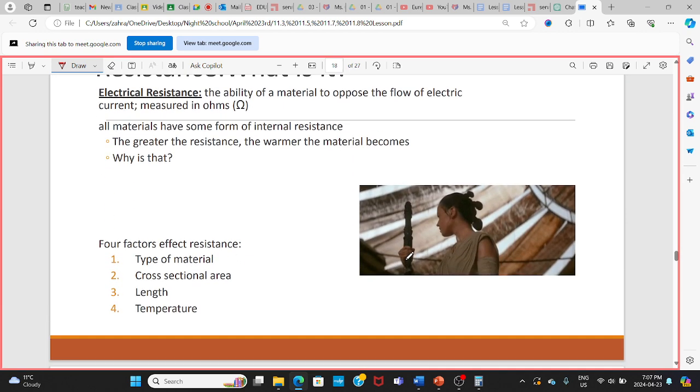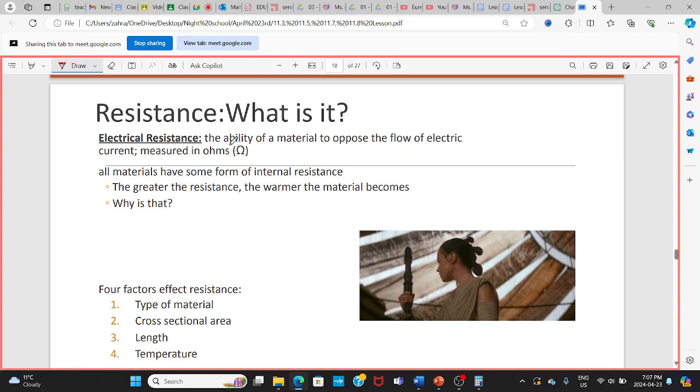So resistance, now we're talking about the resistance. I just did talk to you about the resistance in a circuit, the ability of a material to oppose the flow of electric current, measured in ohm. When you have a resistance, it will cause electrons to slow down.